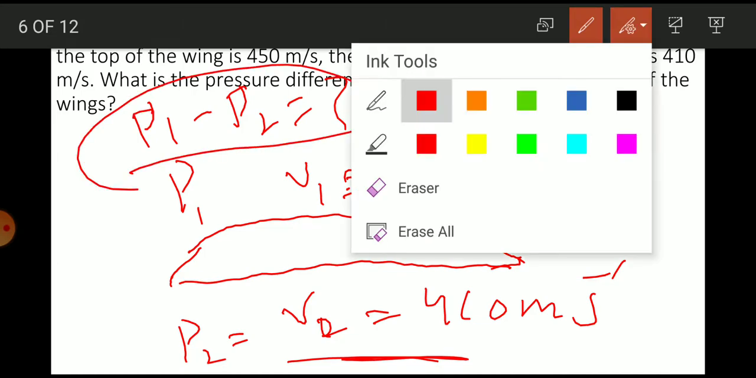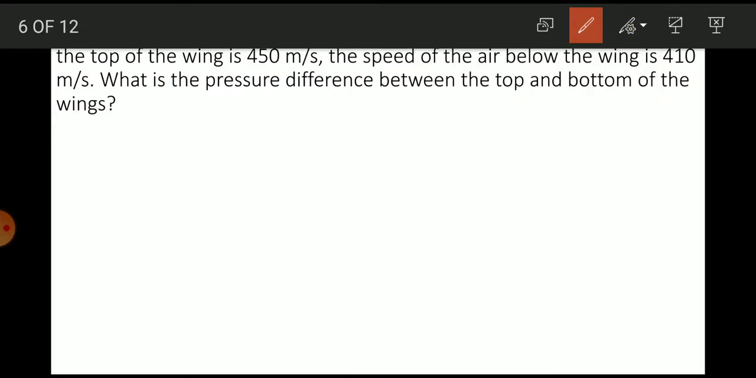So remember the data and I will write the numerical for you. Density of air is 1.2 kilogram per meter cube. In this case you take the density of air. So applying Torricelli's theorem.